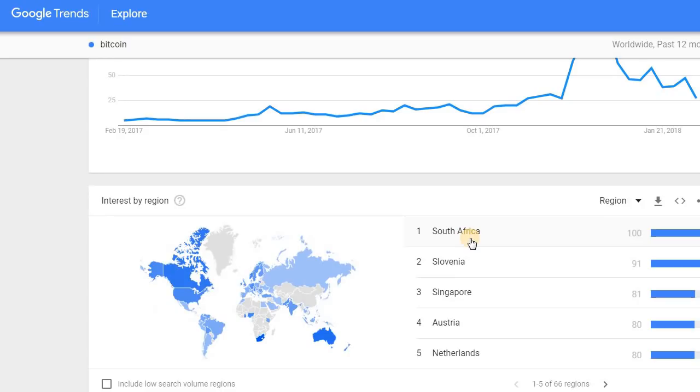South Africa is the biggest region in the whole world where people are searching for Bitcoin, because of their uncertain government, which is almost going bankrupt over there. People don't have faith in their government. So where do they put their money? They put it in cryptocurrency like Bitcoin. That's the key thing.